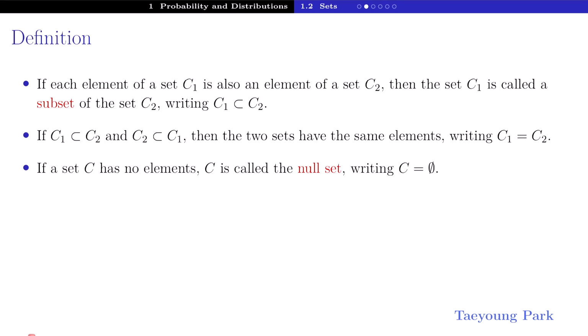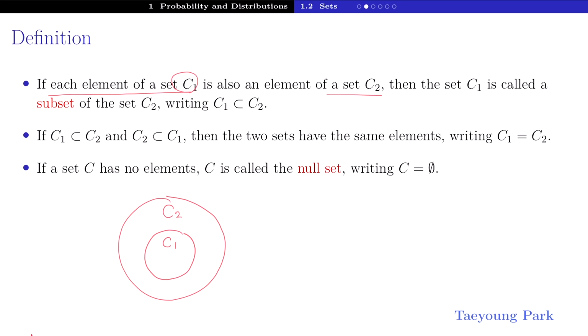The first definition is a subset. If each element of set C1 is also an element of set C2, then the set C1 is called a subset of the set C2. Using a Venn diagram, we can express a subset in this way. So if this one is C2 and C1 is a subset of C2, then C1 is going to be inside the C2.